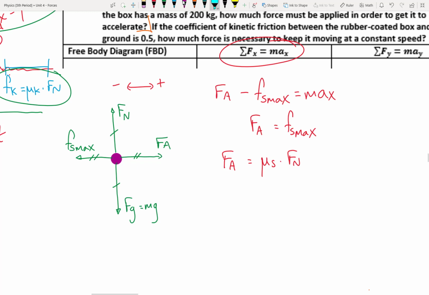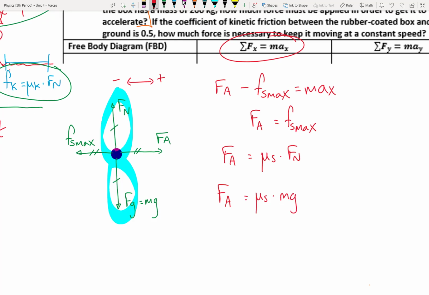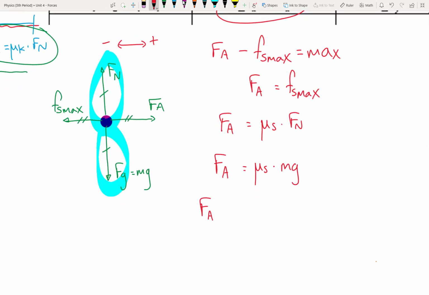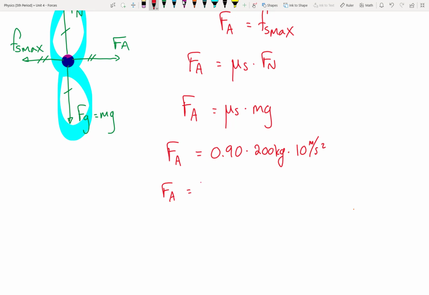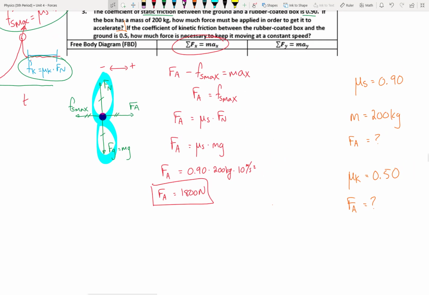I can look at my vertical direction and see that, in this case, my normal force is going to be equal to the gravitational force. So I've got mu_s times mg, because the gravitational force always equals mg. My applied force needed to break it loose, to get it moving, is going to be mu_s, 0.90, times the mass of our object, which is 200 kilograms, times little g, which is 10 meters per second squared. I'm going to get 0.9 times 2,000, or 1,800 newtons, is what is required to break it loose or get it moving. And there's the first part of our question.